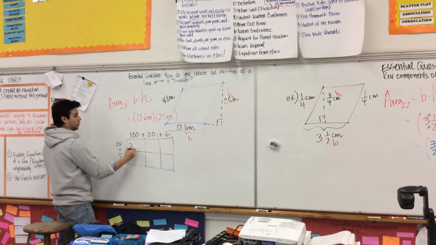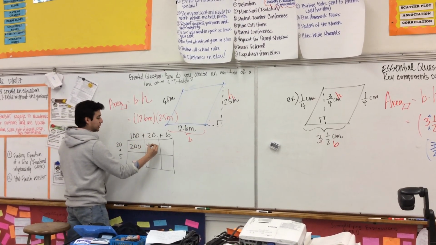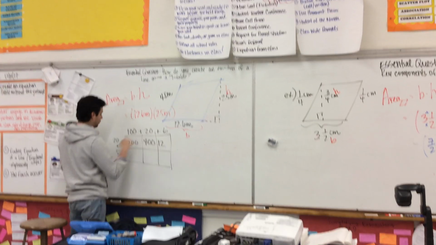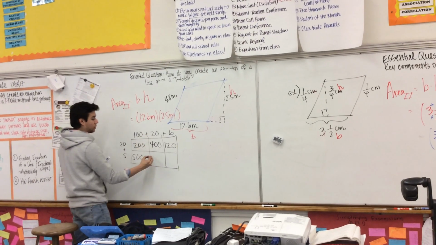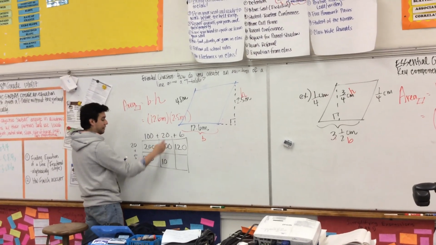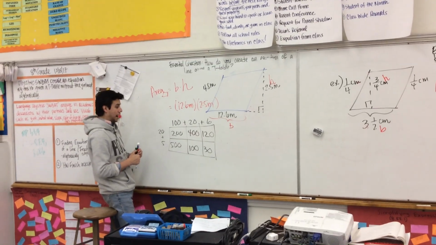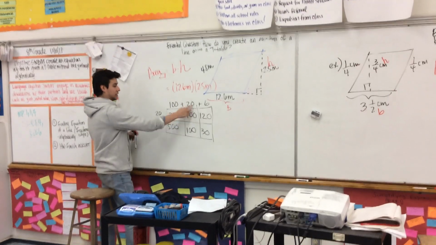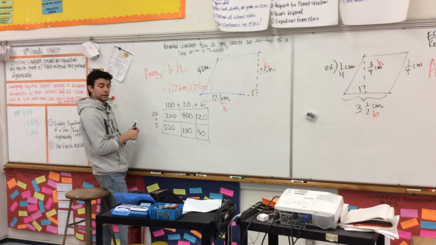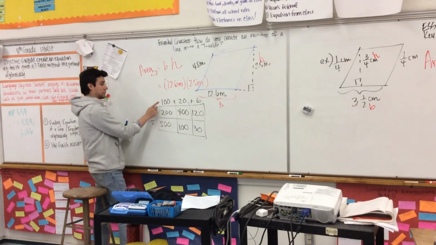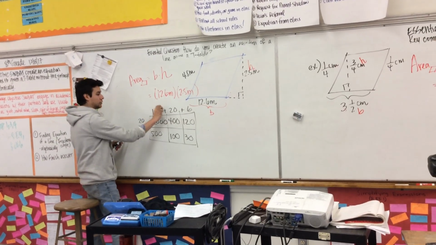2 times 1 is 2, with three zeros. 2 times 2 is 4, with zeros. 2 times 6 is 12 with one zero. 5 times 1 is 5 with two zeros. 5 times 2 is 10. Now I have another zero there. 5 times 6 is 30. Did I do something wrong? 2 times 1 is 2. Oh, why didn't you say anything? 3 zeros. Sorry. 1, 2, 3.